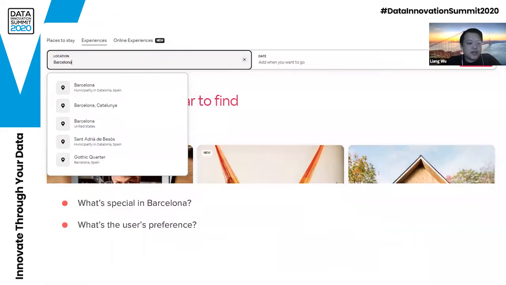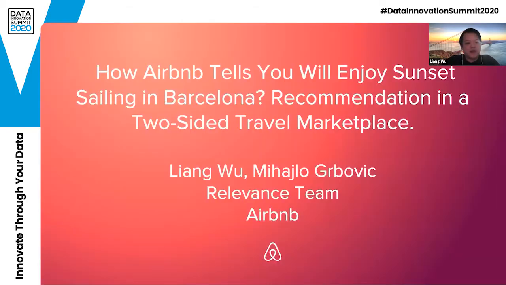And when a user types in a query on Airbnb, like Barcelona, there are two questions we want to answer. The first one is, what's special in Barcelona? And the second question is, what's the user's preference? We are going to answer these two questions in this presentation. The title is How Airbnb Tells You Will Enjoy Sunset Sailing in Barcelona, Recommendation in a Two-Sided Travel Marketplace.